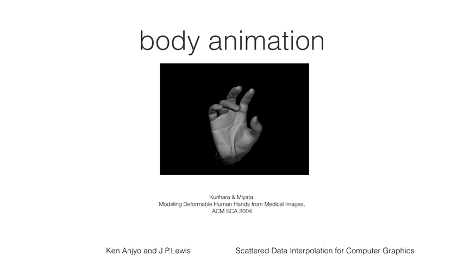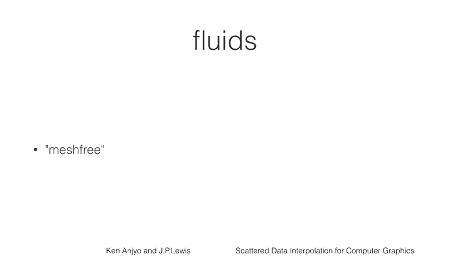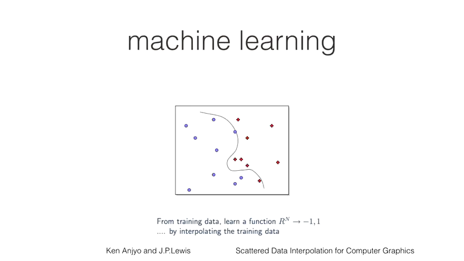As I mentioned at the start, skinning can be approached as an example-based scattered data interpolation problem. In fluids, now I don't know anything about fluids, but evidently there's this so-called mesh-free approach, which is closely related to scattered data interpolation. And then lastly, just learning in general, machine learning.